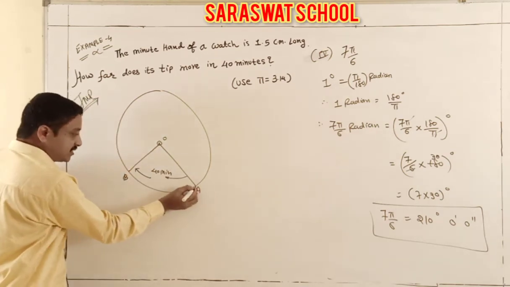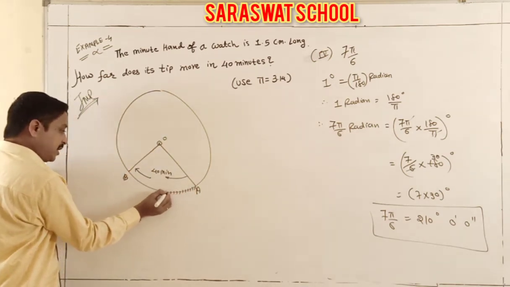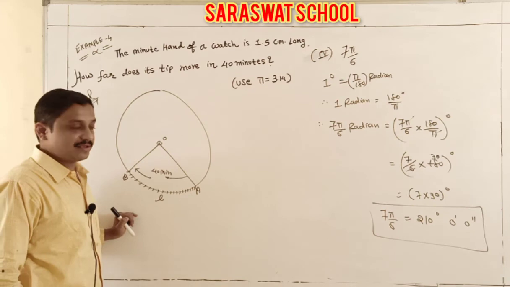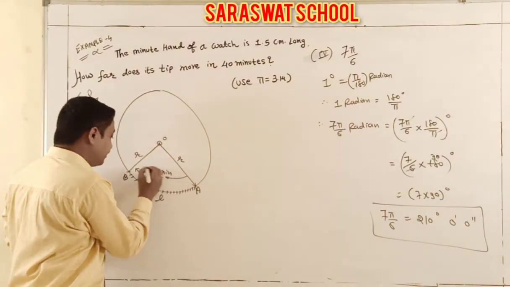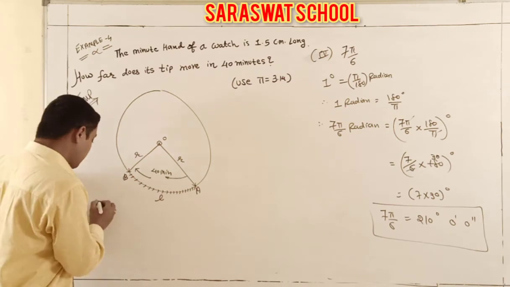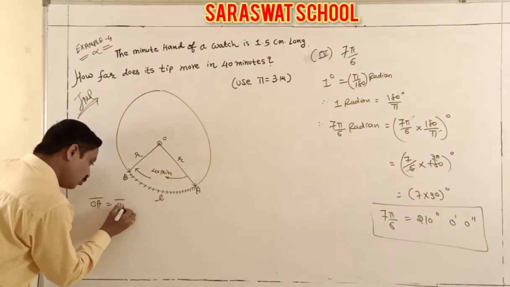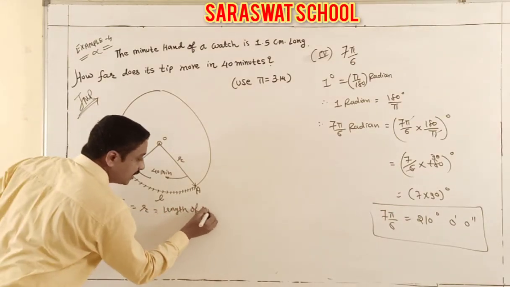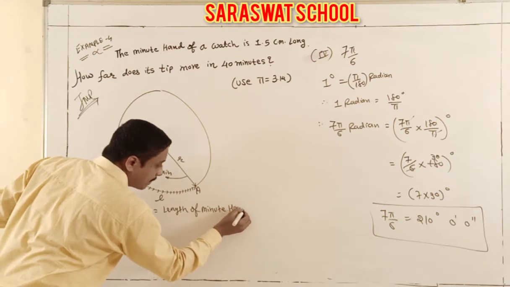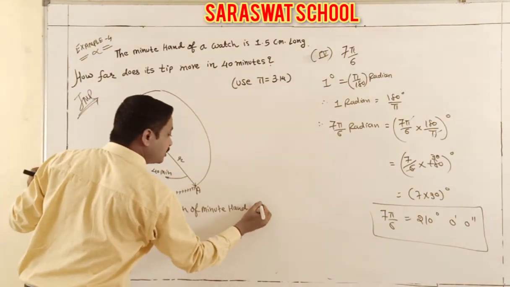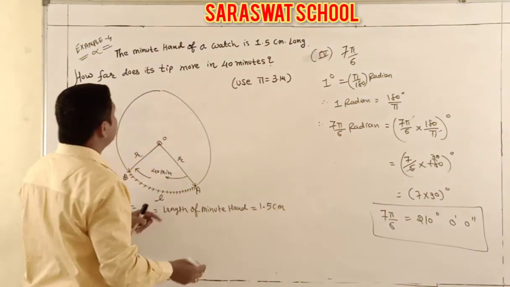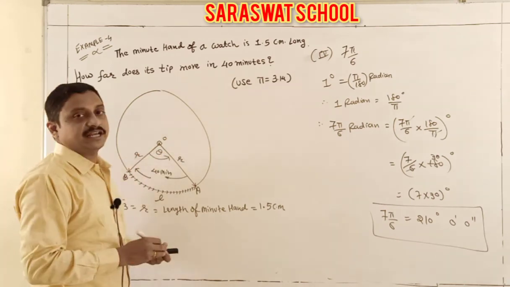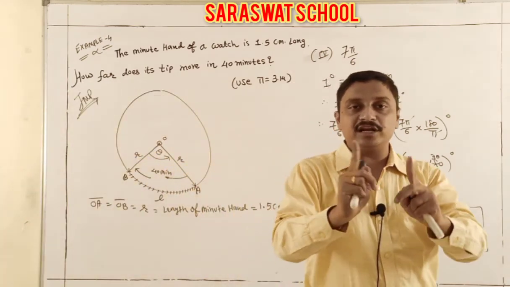And this length is being asked, A to B. This answer is my final answer, L. This is a radius. This is a minute hand. OA and OB. So the length of OA is equal to the length of OB, which is equal to the radius. It is the length of the minute hand, and how much is given? 1.5 centimeter. The degree measurement is not given, but 40 minutes is given. So students, this angle theta I translate into radian, and minutes I translate into degree.